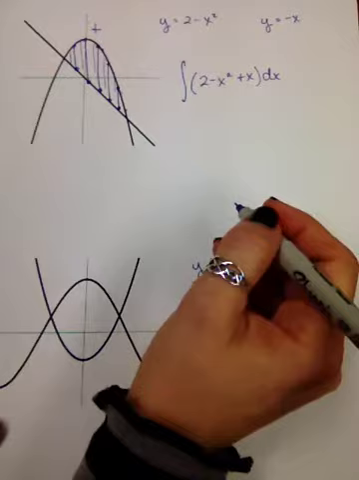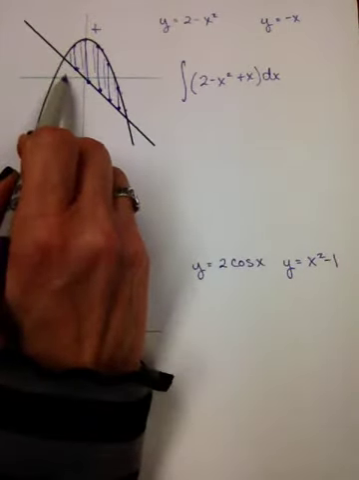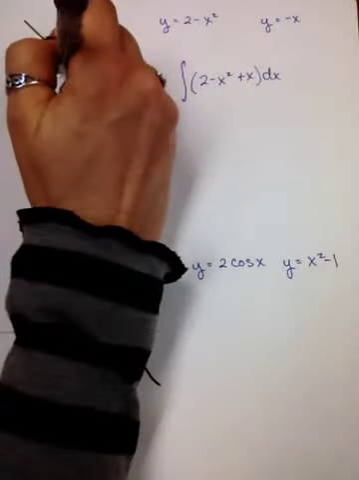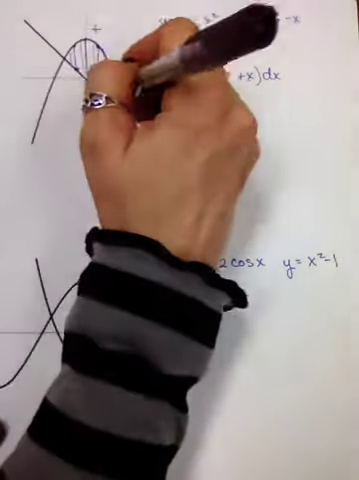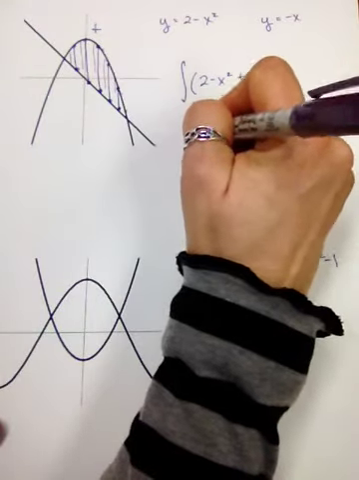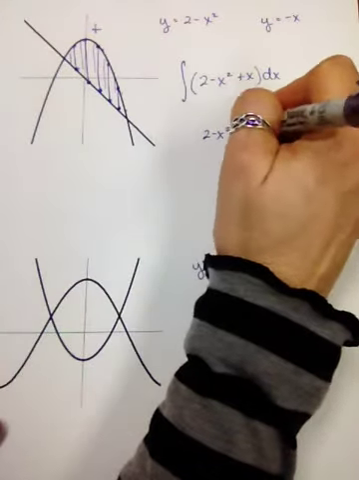What I need now are my limits of integration. So it's where do you start adding up your line segments or your little distances, where do you end? So I start adding them up where the lines intersect, and I end where the lines intersect. So to find that, I want to figure out when the lines are the same. When does 2 minus x squared equal negative x?